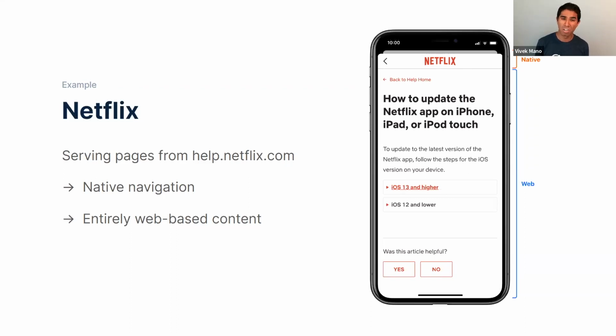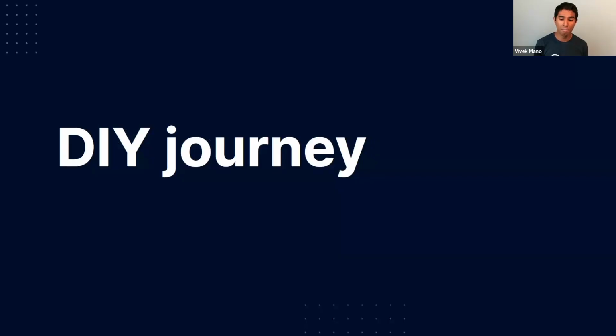Not all of us are lucky enough to have the resources or bandwidth that Netflix does. And so a lot of the companies we've talked to as we do customer research go down the do-it-yourself path. They want to build this themselves because the technology looks great. I just mentioned it's a part of the native mobile SDKs. Now the question is, how do I make this a reality for my company and for myself?